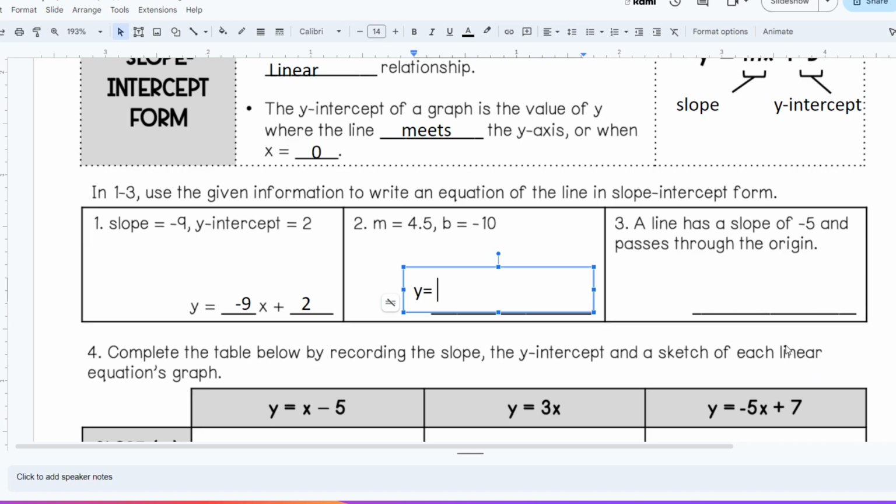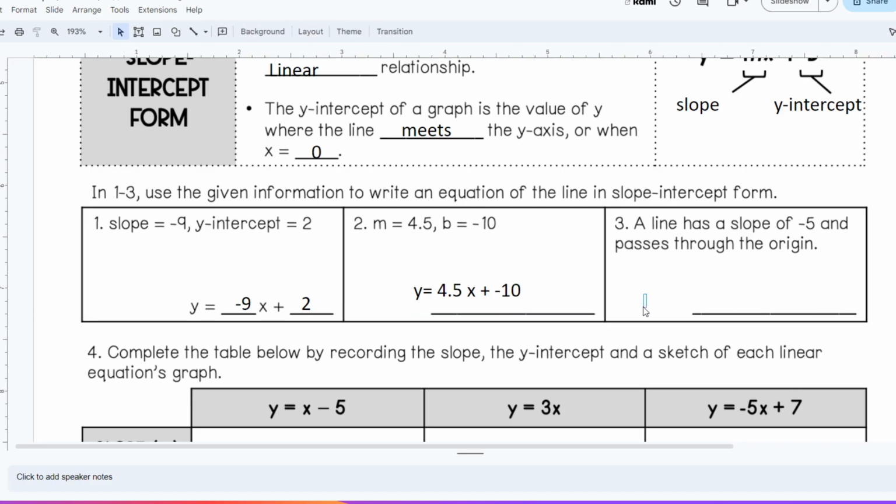So we're going to write m equals 4.5, b equals -10. So y equals 4.5x plus -10. Easy as pie.